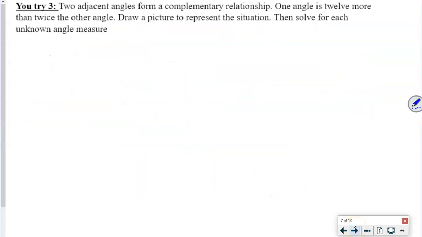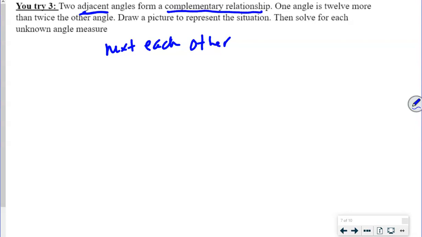All right. You try 3, we're going to have to draw this one. Okay, so it says two adjacent. That means they're next to each other. Adjacent means next to. So two angles that are next to each other. Okay. Form a complementary relationship. What does complementary mean? 90 degrees.